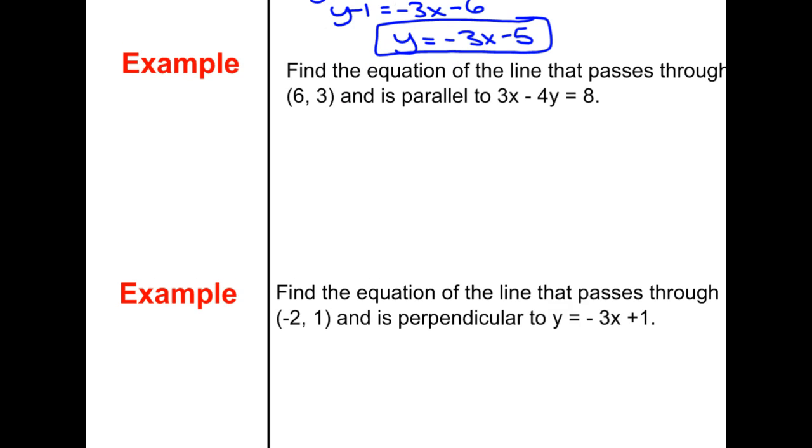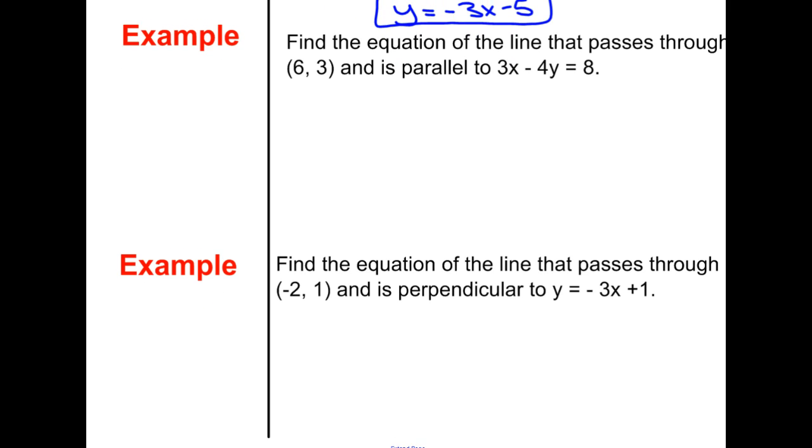All right. These problems are going to get a little bit more tricky because you actually have to do a little bit more work. So let's look at the equation of the line that passes through (6, 3) and is parallel to 3x minus 4y equals 8. First thing we need to do is figure out the slope. That's in standard form, so I'm going to convert it to slope-intercept form. So 3x minus 4y equals 8.